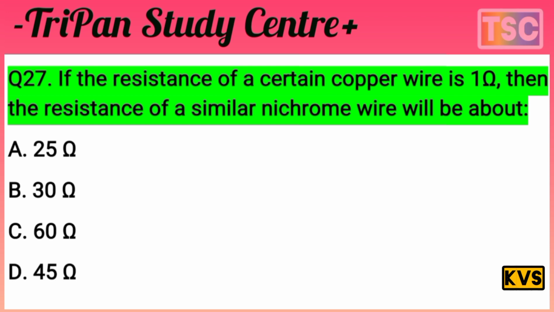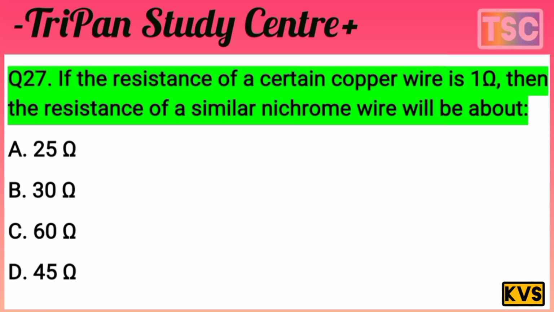Now the next question arrives. If the resistance of a certain copper wire is 1 ohm, then the resistance of a similar nichrome wire will be about: A, 25 ohm; B, 30 ohm; C, 60 ohm; D, 45 ohm. The question is clear, but first of all, write the correct answer in your notebook. That's important. Okay?